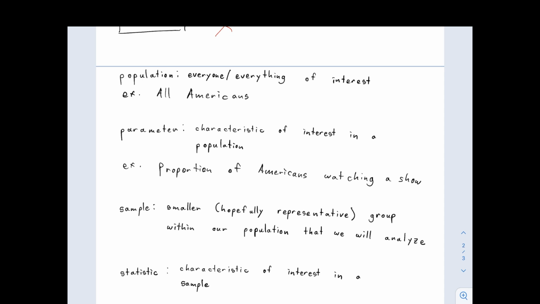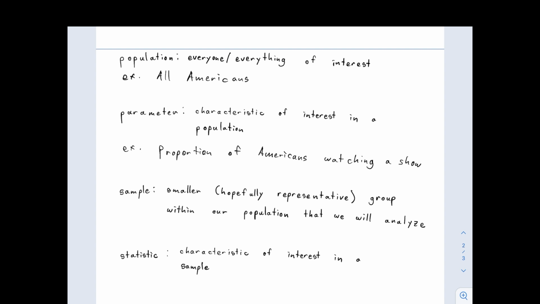In the last video, we said we may be able to accurately measure the behavior of 50,000 people. That is our sample. And more generally, a sample can be thought of as a smaller group within the population that we can feasibly measure and analyze. So as an example, that may be our survey respondents.